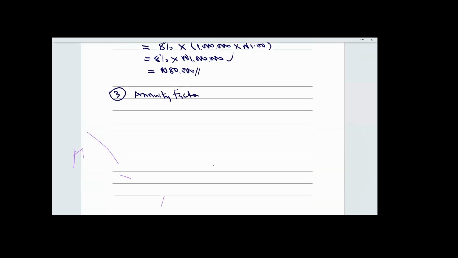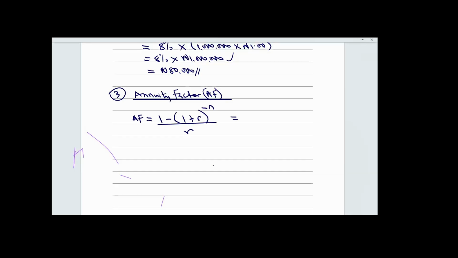When do you calculate the annuity factor? When you have a constant cash inflow. Instead of doing it year by year, just use the annuity factor, you get your answer, and you are good. So the annuity factor is calculated as 1 minus (1 plus r) raised to power minus n, all divided by r.